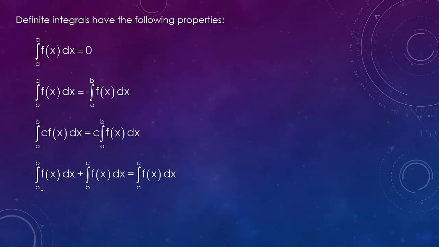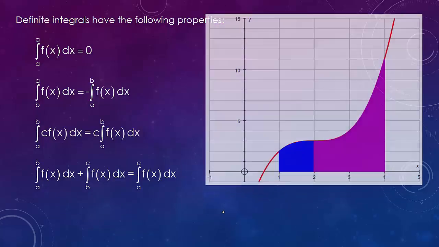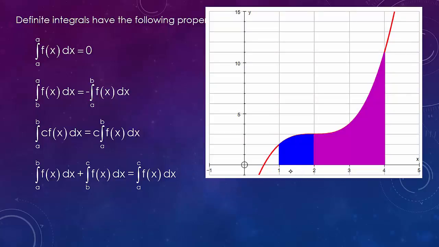This one here says that if we integrate between a and b, f of x, and then between b and c, so a to b, b to c, that's equal to the integral all the way from a to c. That last one's not difficult to think about either. So what we're saying is that this integral plus this integral is equal to the whole thing.